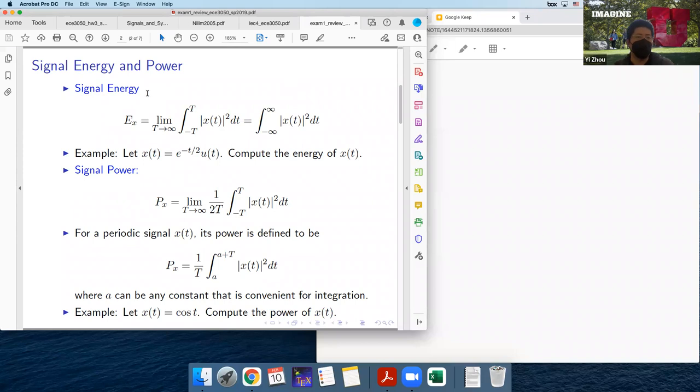So in lecture one, we start with some basic properties about signals. We introduce the signal energy. This is how we calculate the signal energy: we take the magnitude of a signal x(t), raise it to the power of 2, and then integrate over the entire time domain. Here the magnitude is the magnitude of the complex signal x(t).